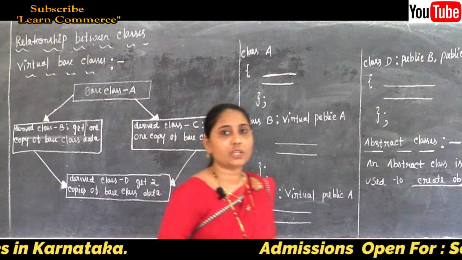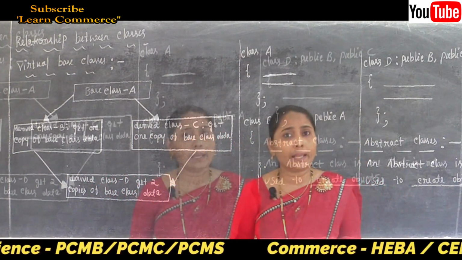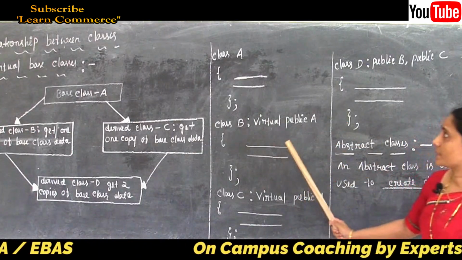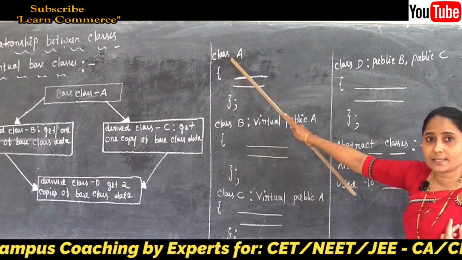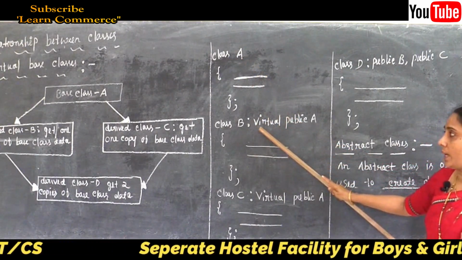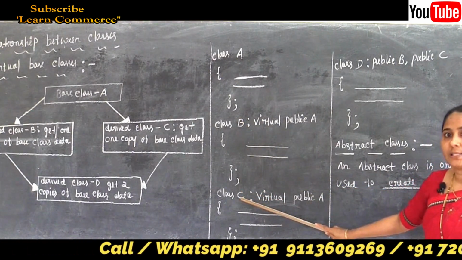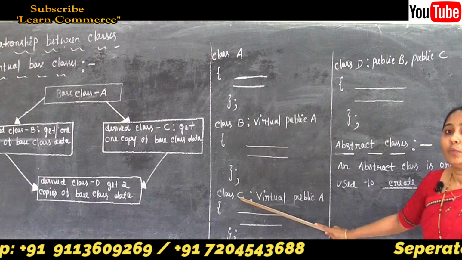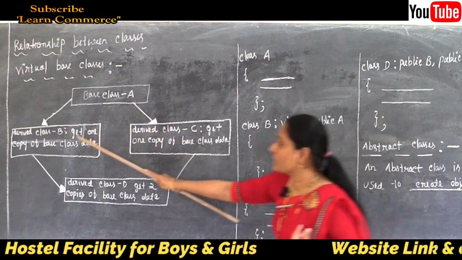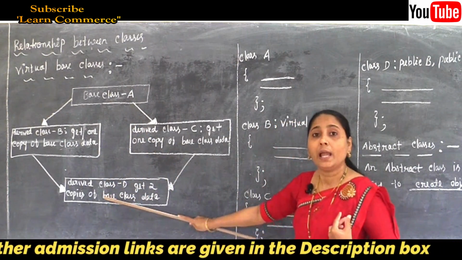Clear this point here? What about the virtual base classes in this case? Again, I want to tell you lastly about our virtual base classes. Here the base class name is A, and by using the A class we constructed two classes, B and C. So we need to declare B and C as virtual base classes. Why? Because by using B and C we constructed one more class, and the name of the class is D here.